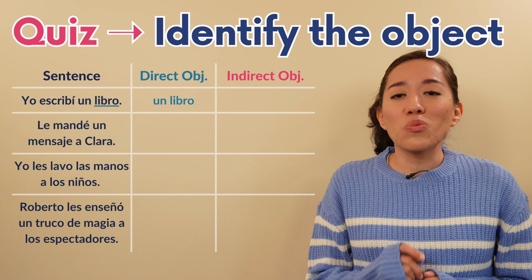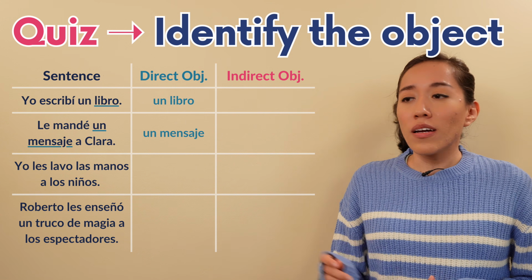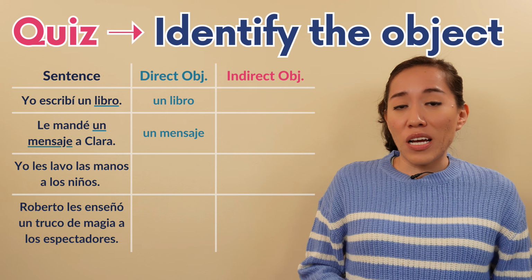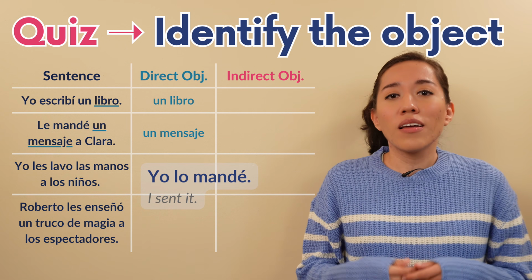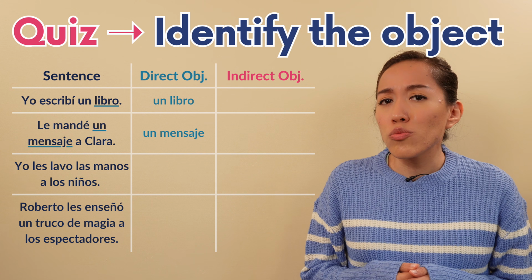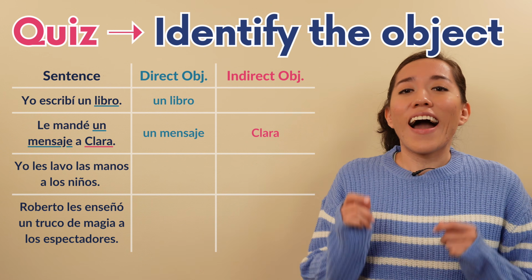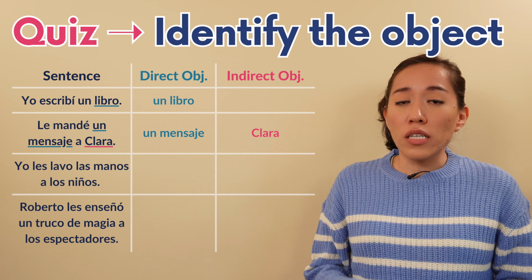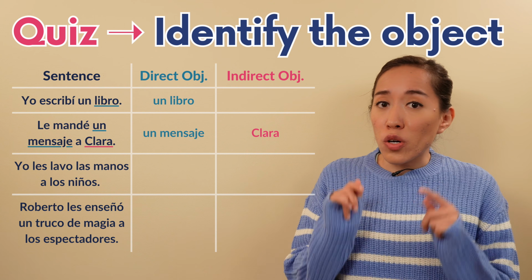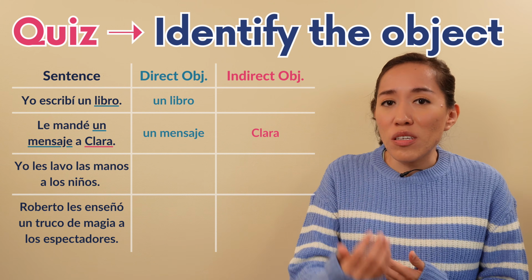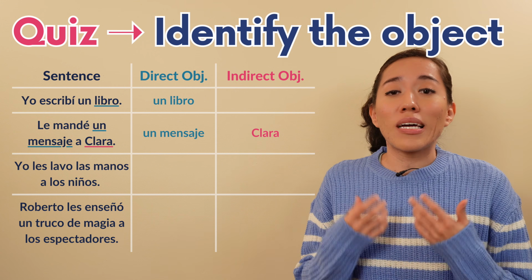The next one. Le mandé un mensaje a Clara. What did I send? Un mensaje. Un mensaje is the direct object, which means that you need to use lo. Yo lo mandé. What about to whom I sent the message? To Clara. A Clara. A Clara is the indirect object in this case. And remember, we have that duplication going on there because I needed to give you extra information so you knew we were talking about Clara.